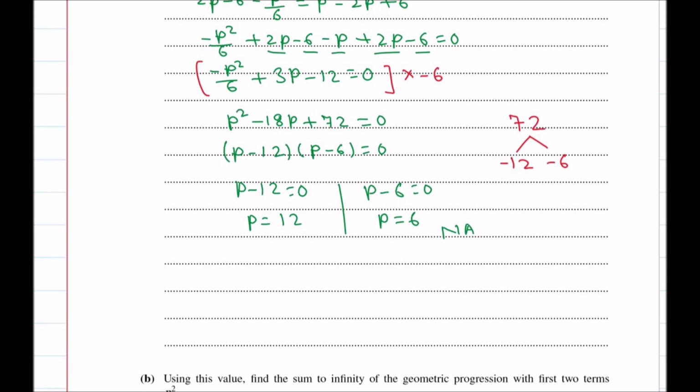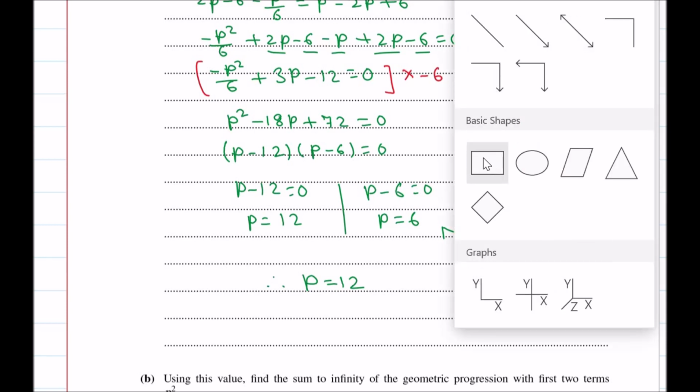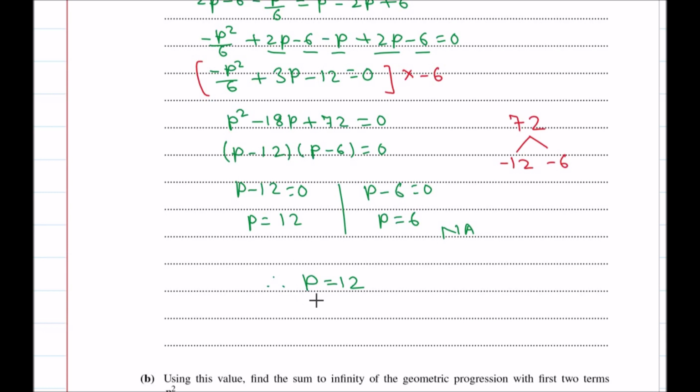So what is the final answer? Therefore, p equal to 12. This is the only answer. So you must specify the final answer. That is, we are getting only p equal to 12.